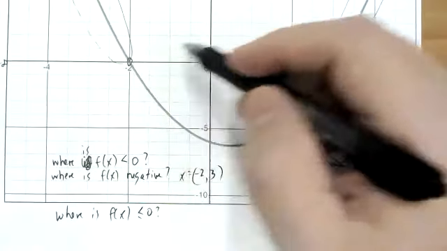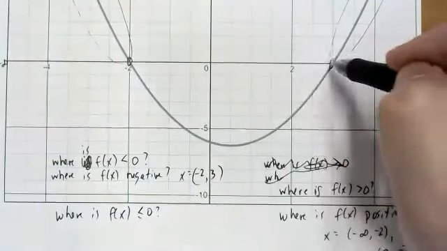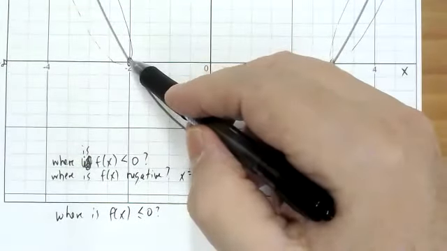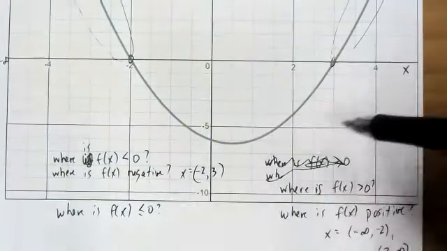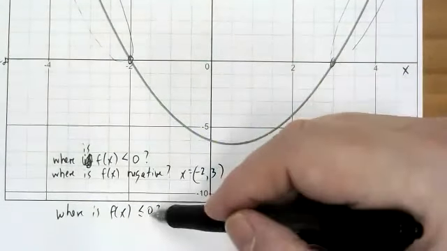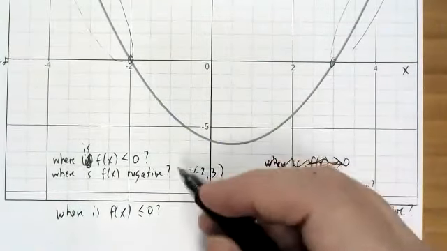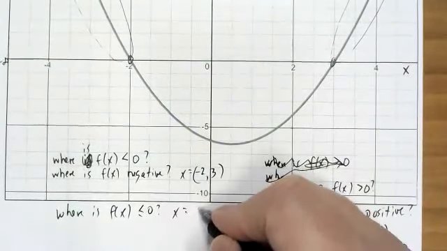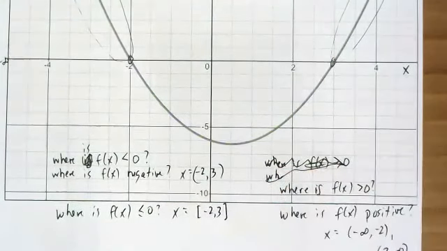So I'm still going from here to here, except now I'm going to include these endpoints. Because when x is negative 2, the function equals zero, which is part of my solution. And when x equals 3, the function is zero, which is part of my solution. So for this one, I would say bracket negative 2 to 3.